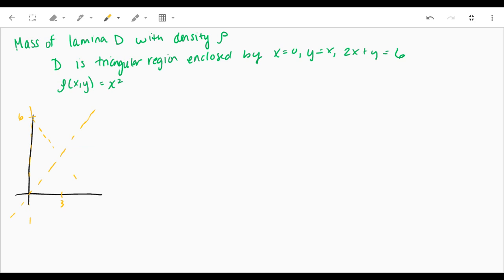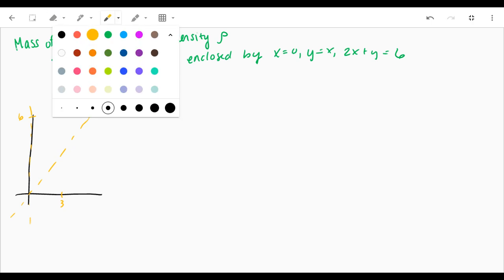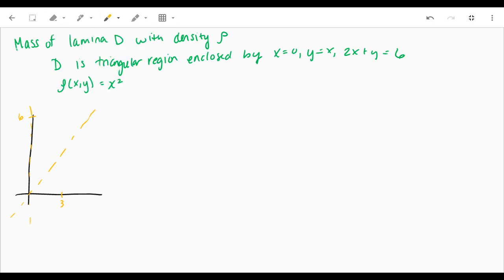Oh wait, hold on a second. I don't like how I drew that, because I drew it wrong. Okay, so it looks like this. And they would intersect at 2, 2. Okay, and then we get 0, 0, and 0, 6. So this is our region.